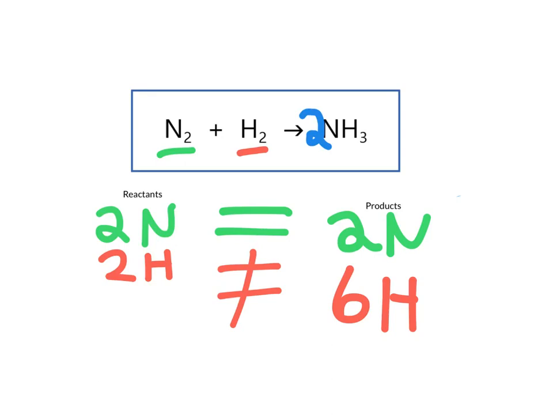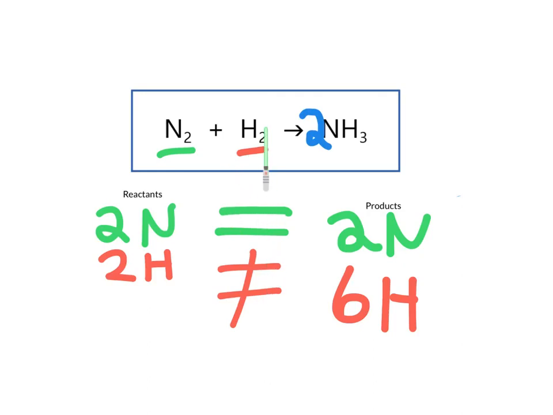Now, our nitrogens are fixed. We have 2 nitrogens on both sides. However, now we need to fix our hydrogens. On the left side, we have 2, and on the right side, we have 6. So we know that we have 6 hydrogens because this big number up here multiplies a small number here. 3 times 2 is 6.